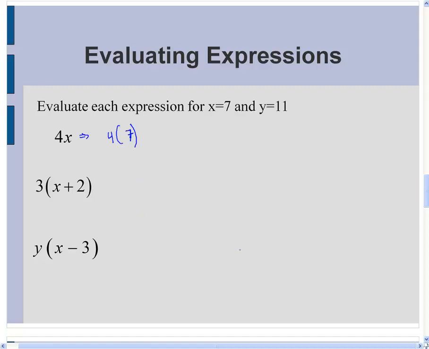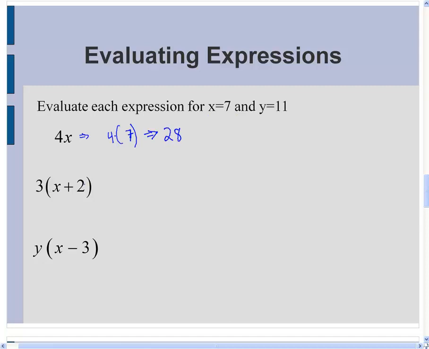Now we have 4, and we understand the multiplication, times 7 is 28. So 4x is the same as 28 when x is 7.